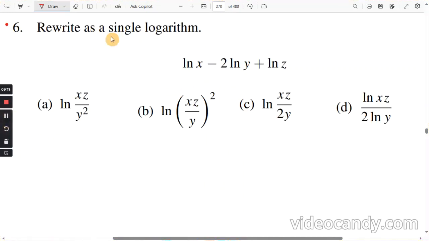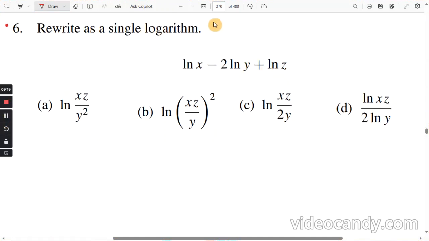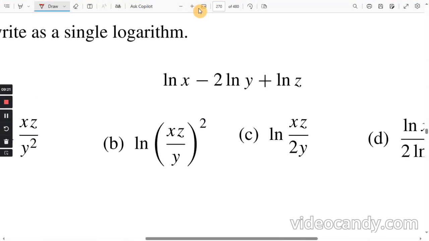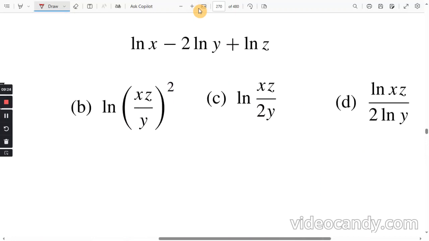Number 6, they want us to rewrite this expression here as a single logarithm. All right, let's see. I would say the first step is to make the number out front into the exponent, because we're trying to condense this. So the exponent or power rule should be the first step. This is 2 times ln of y. The 2 is the coefficient, and I could just make that the exponent on the y. So that would be my first step.